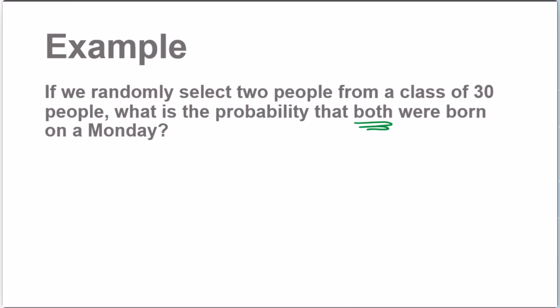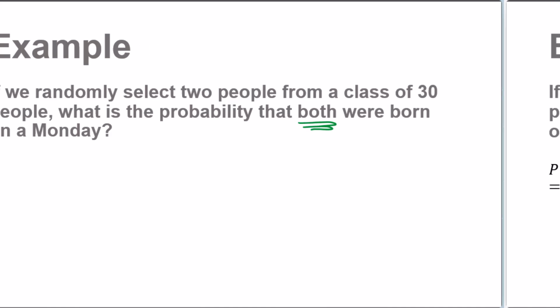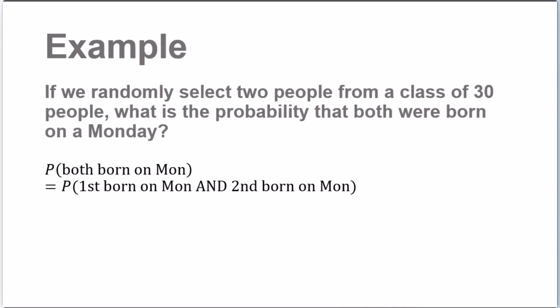So when we say that both people were born on the Monday, you can think of this as the first person was born on a Monday and the second person was born on a Monday. So whenever you have multiple events that are all happening, in this case, 2 events that both happen, you want to break them down as one event and then another event, in this case with an and.